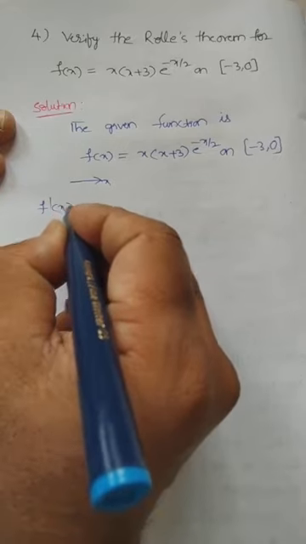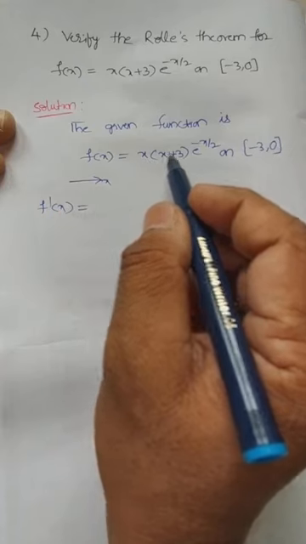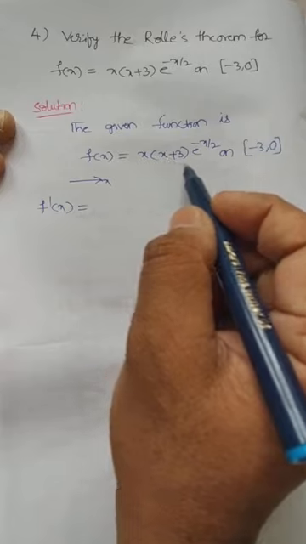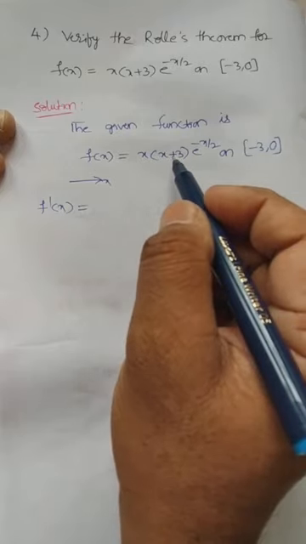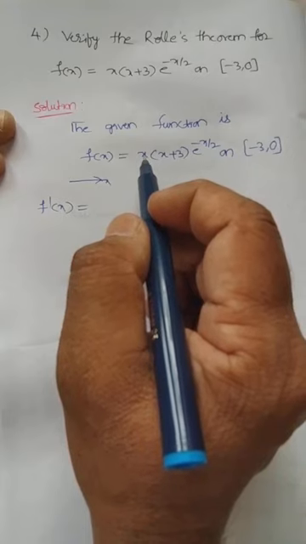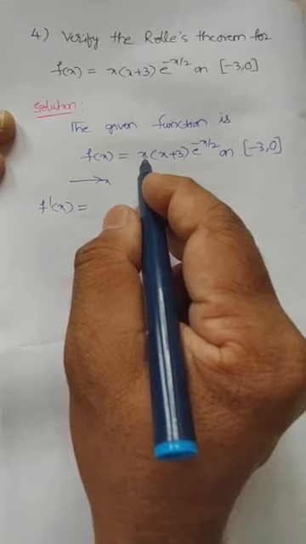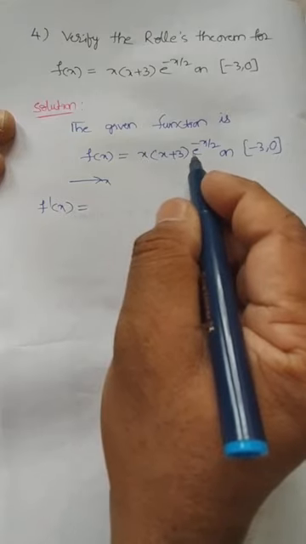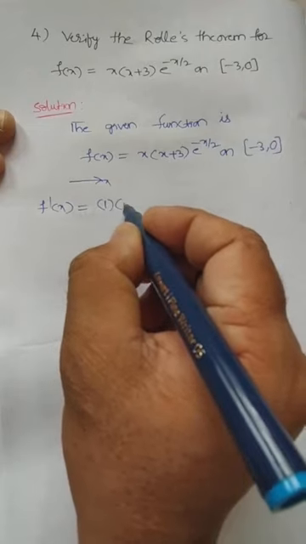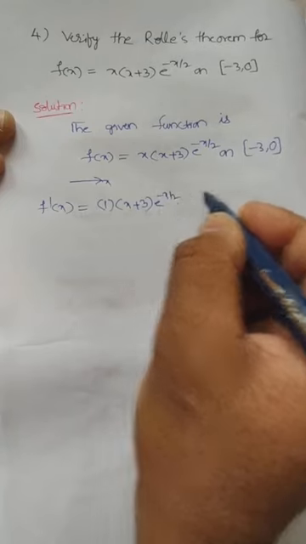F dash of x is equals to, it is in the form of UVW. Okay. So we are having how many functions? 3 functions in the productive manner. So in each term you have to derivative a single function. So now I am doing the first one derivative now, and the remaining 2 remain the same. So x derivative is what now? 1, and other 2 remain the same, e power minus x by 2.